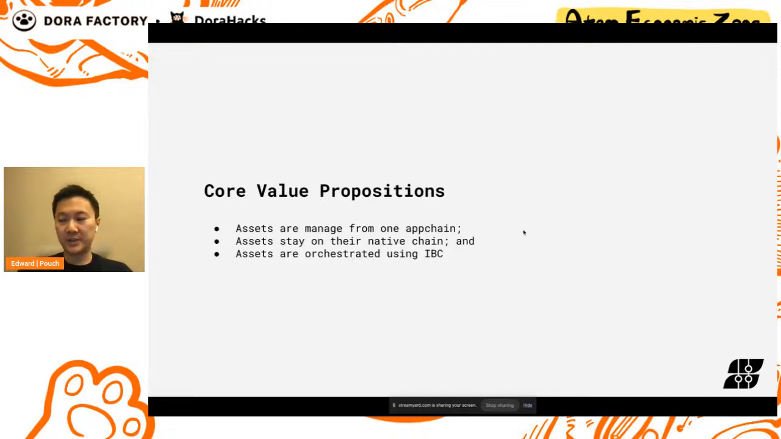The core value propositions are that assets are managed from one app chain. The conditional transfer logic resides in one location. Assets stay on their native chain. There's no need to move assets into a Pouch-enabled account, for example. And assets are orchestrated using IBC.